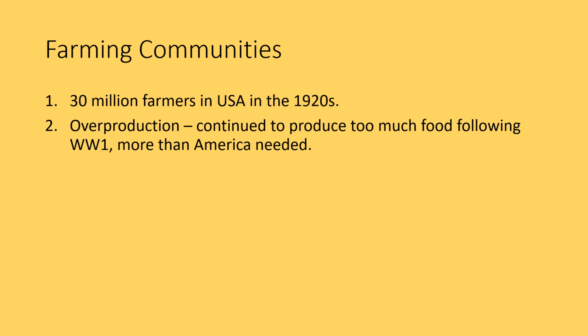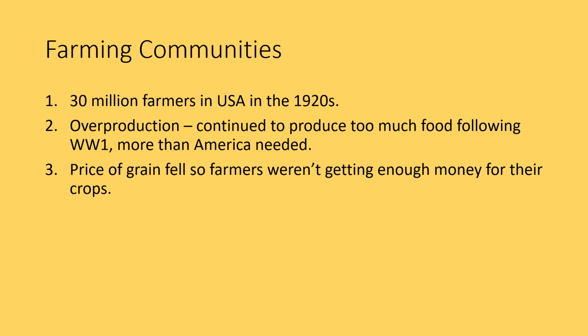And as we know, the Fordney-McCumber tariff, we talked about that a couple of slides ago, where America made it very expensive to bring products in to America. Other countries in the world retaliated and said, well, if you're going to make it expensive for us to bring our products to you, we're going to make it expensive for you to bring your products to us. So farmers couldn't even fall back on trade to other countries with all this overproduced product.